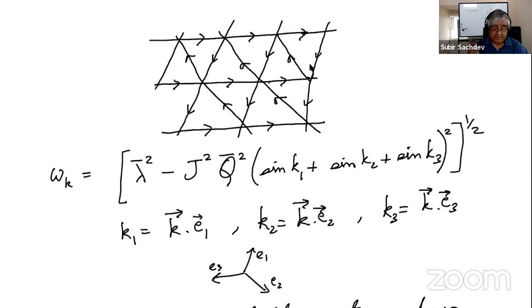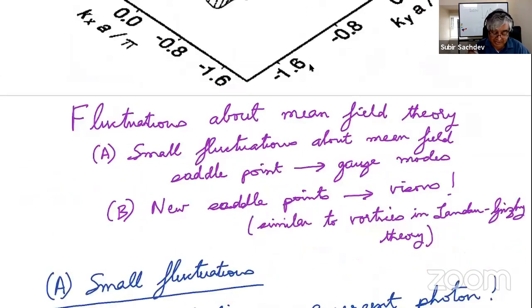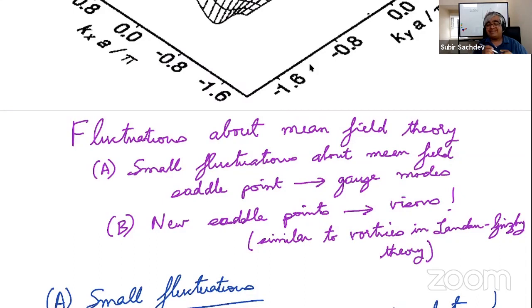Okay, so I think that's a good point to stop, because the next lecture will be fluctuations about mean field theory. Now we've got a saddle point, now to look at what happens around it to make sure the saddle point makes sense.